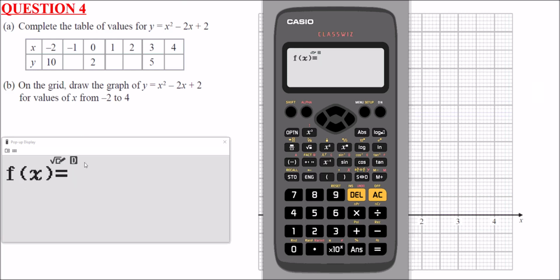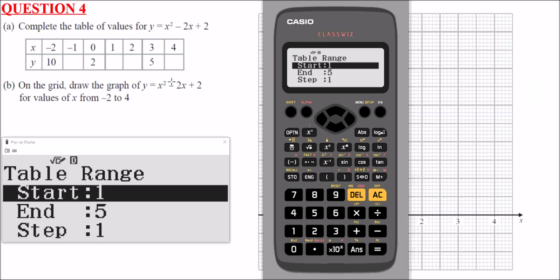So our y equals x squared. To get an x, we type alpha, and then the right bracket, square it, minus 2 lots, then alpha bracket to get the 2x, then plus 2. G of x is if you wanted to plot two functions at once, but we're only interested in this one, so just type that as 0. We don't know about g of x, we don't care.